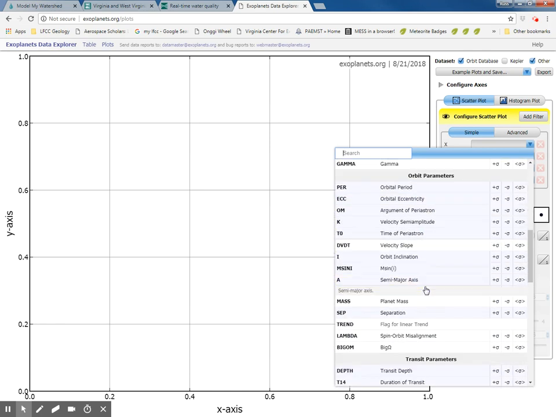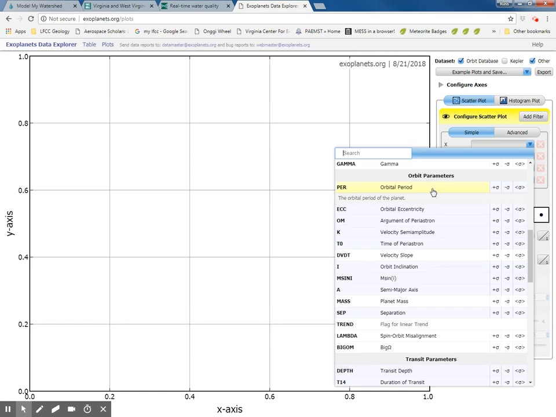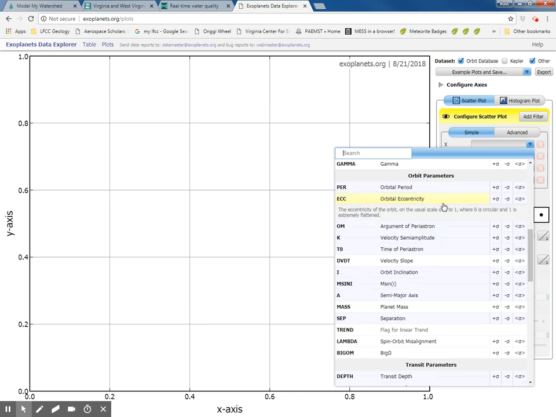Now, then we get down to orbital parameters. And this is where things get a little more interesting. So you have the orbital period, which is how long it takes to get around the star. Orbital eccentricity, how much of an oval shape, from circular shape to oval shape, is the planetary orbit. Zero eccentricity is a circle. There is no such thing as a perfectly circular orbit, but 1 is about as elliptical as it gets.